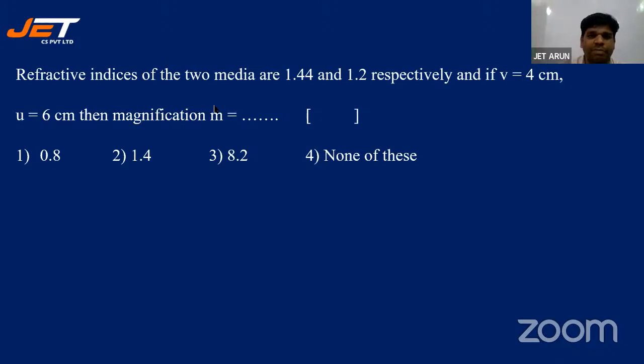Refractive indices of 2 media are 1.44 and 1.2 respectively. If V is equal to 4 centimeters and U is equal to 6 centimeters, then magnification M is equal to what? What is the magnification, students? Does it have anything to do with refractive index? Calculate, students.